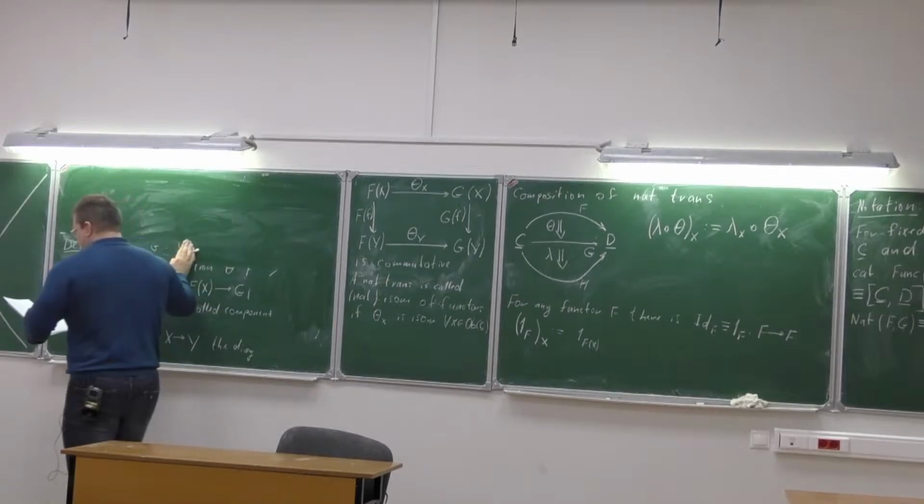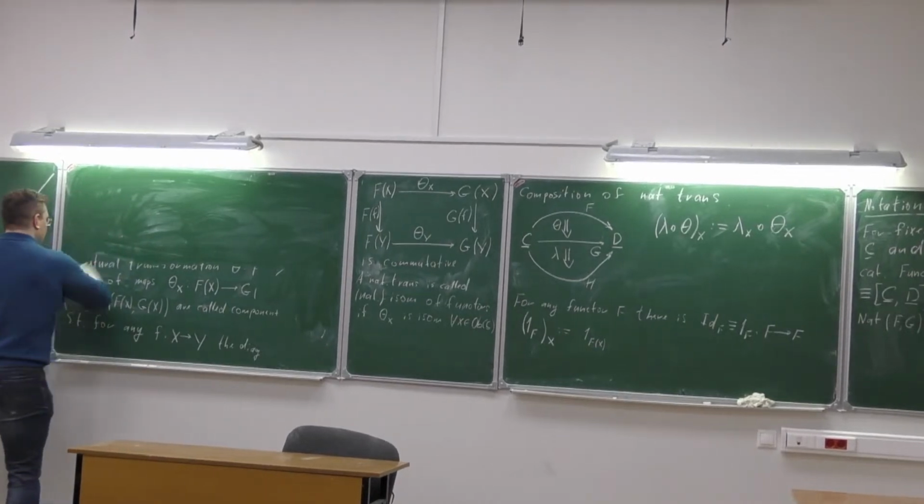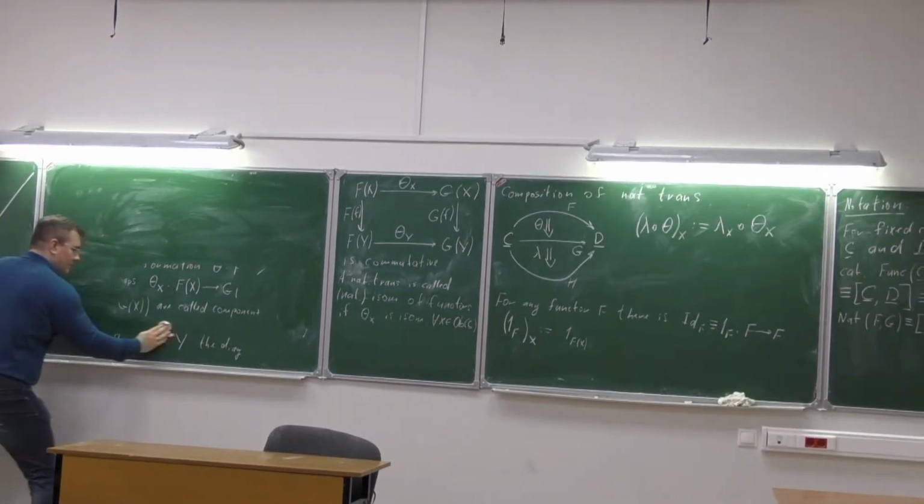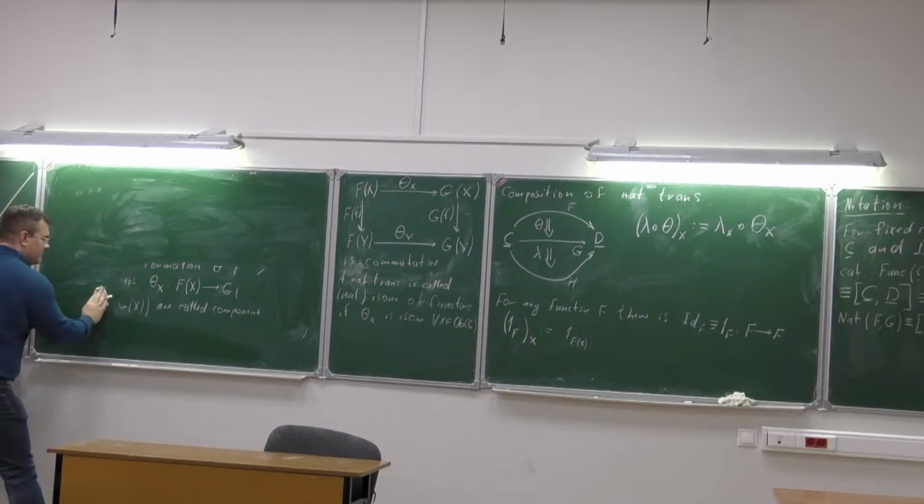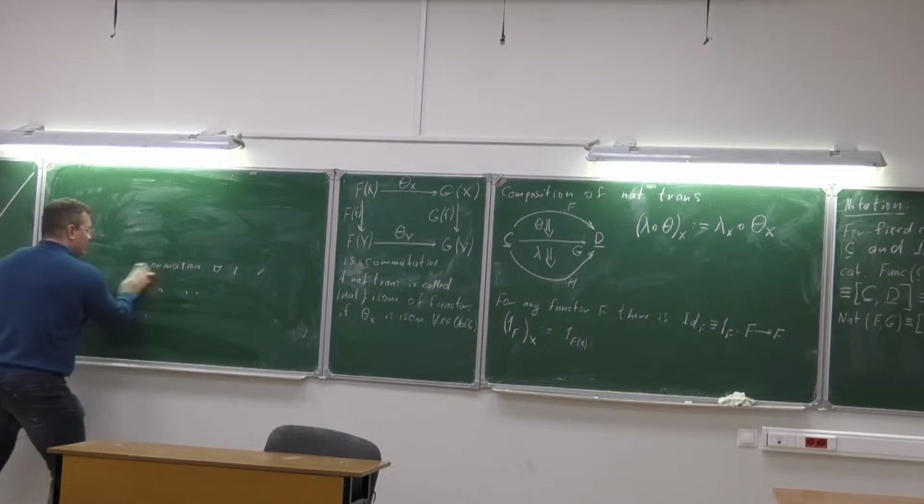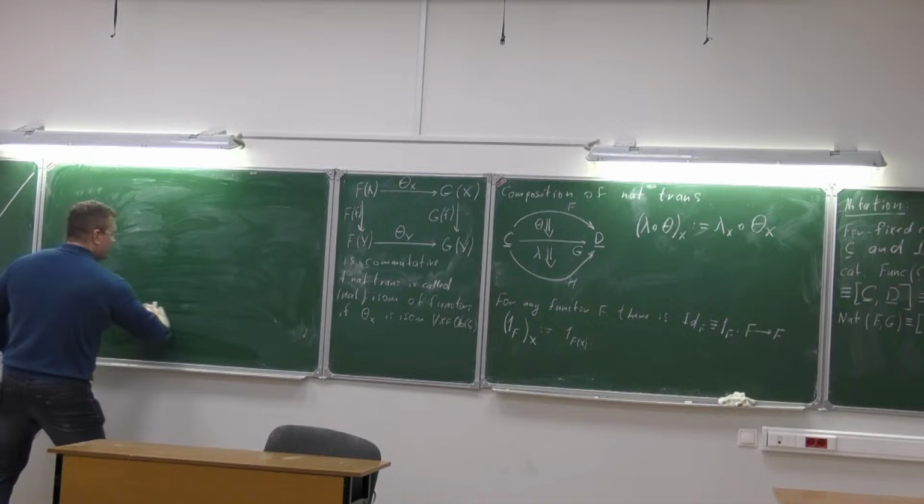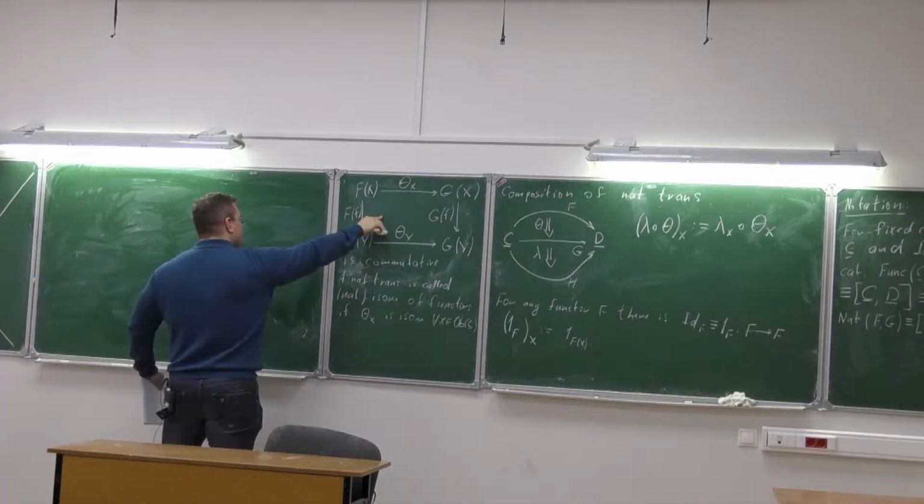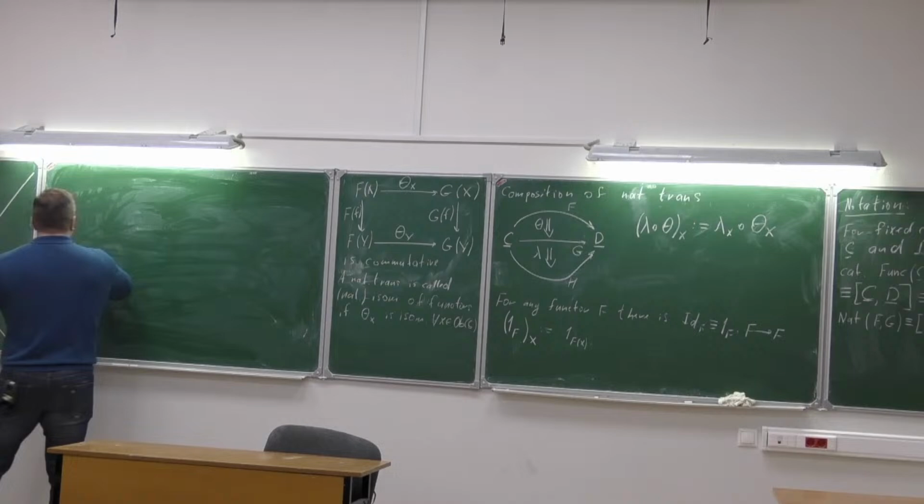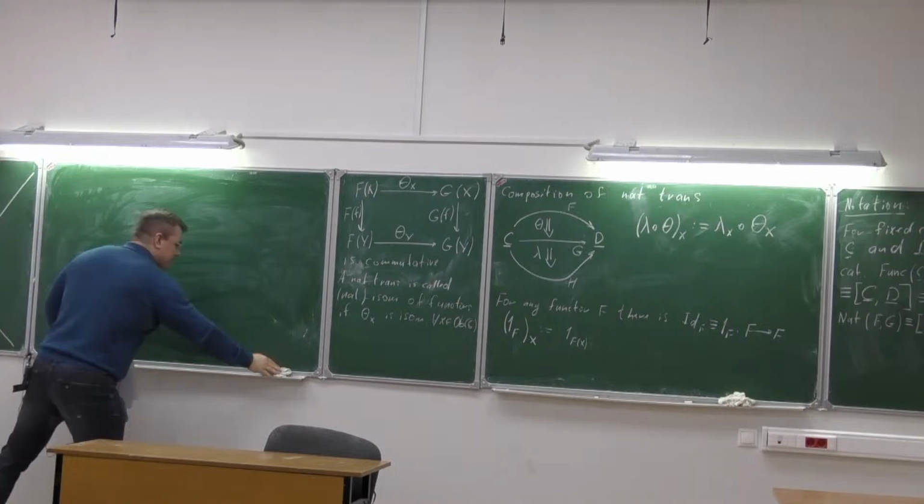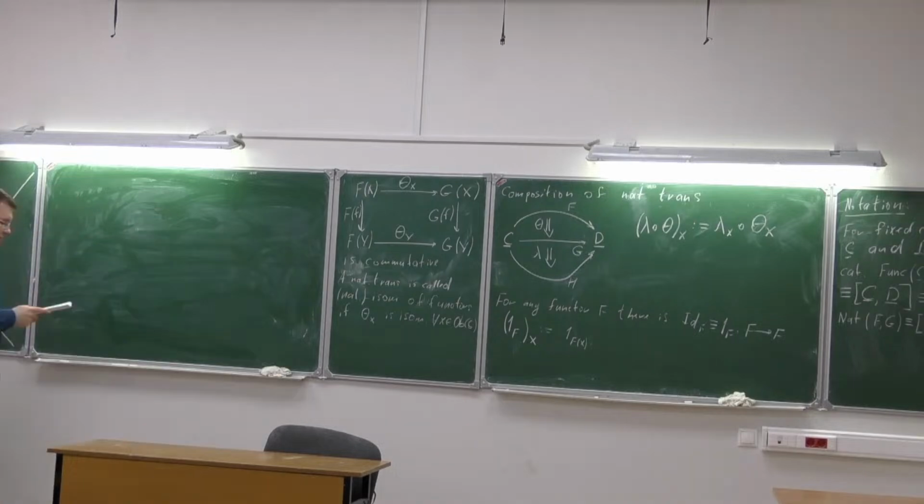So let's look at some examples. In these examples, I don't want to check that we actually have a natural transformation, and that the diagram commutes. All of them are literally exercises. So, examples.